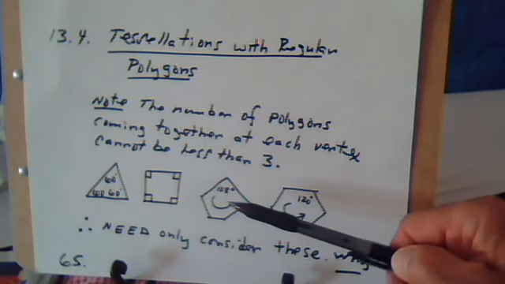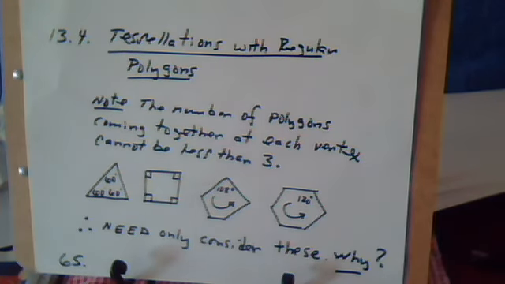If you look at 108 and you say 360 divided by 108, you're not going to get an exact number. So even though this was a candidate, the only regular polygons you could tile a flat surface with are the equilateral triangle, the square, and the regular hexagon.